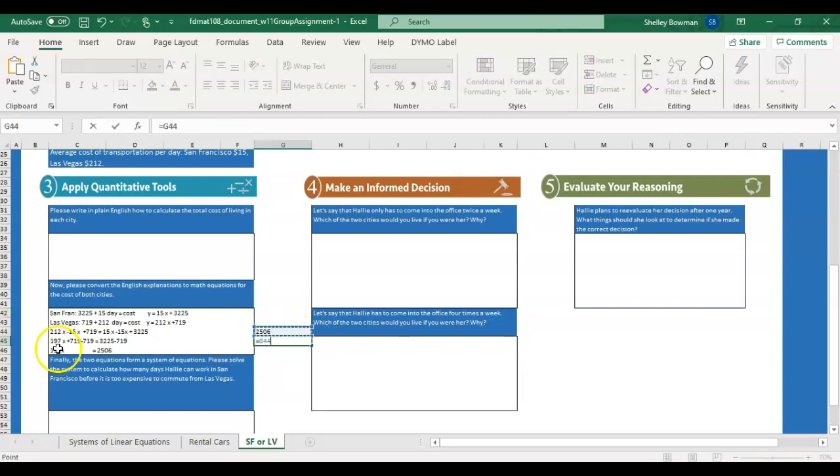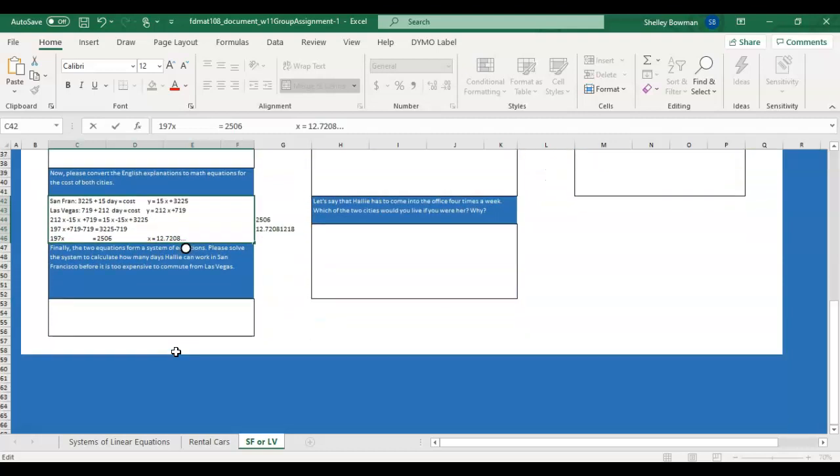this, and to solve for x, we divide both sides by 197. So divide by 197, press enter, and that gives me, I kind of ran out of room, so I'm just going to come over here and write my answer. X equals 12.7208, and it goes on, so we'll put dot dot dot. Okay, so this is probably about 13 days.